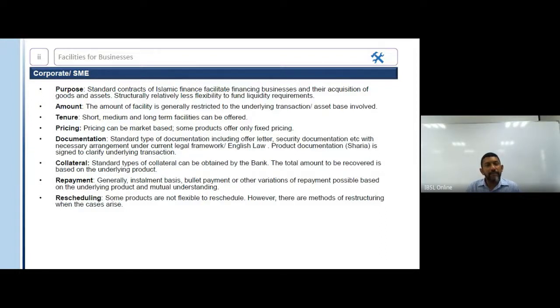Okay. Then we will move on to the second part of the presentation, where we look at the individual facilities for businesses and individual facilities for individuals. We will look at them under different types of financing arrangements.